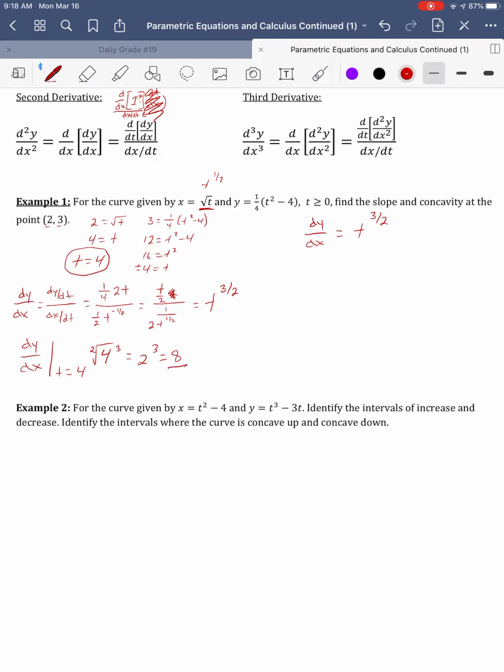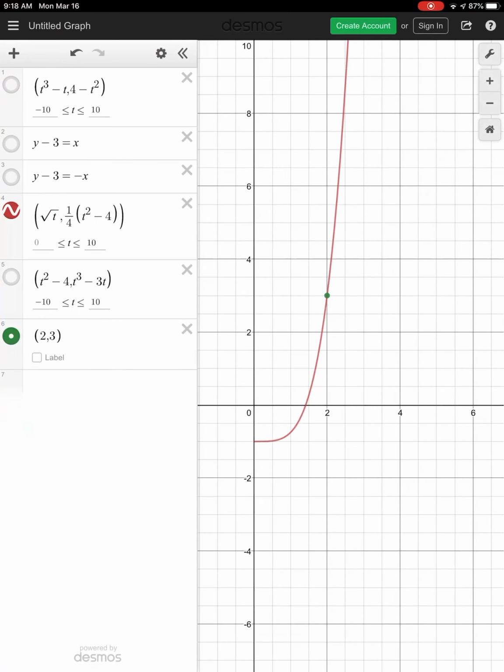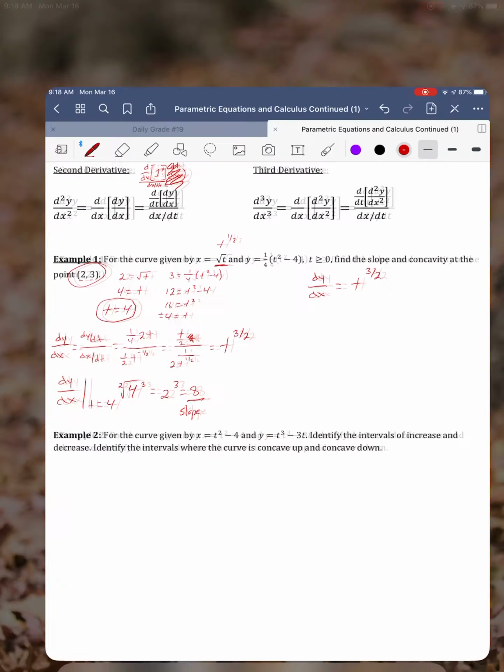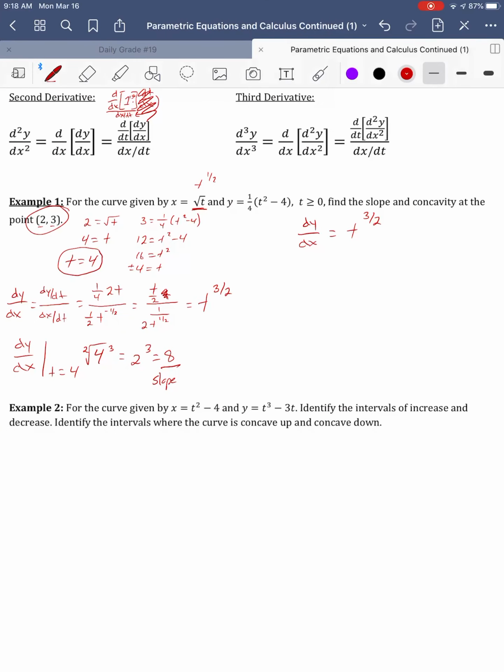So you have the slope, and you have the point. You could quickly write the tangent line. That could be a question. The slope of 8 makes sense here. It's a pretty steep slope at that green dot. So you could get off the train right here, if you will, and go ahead and write a tangent line, but that wasn't what the question was. Find the slope and find the concavity.